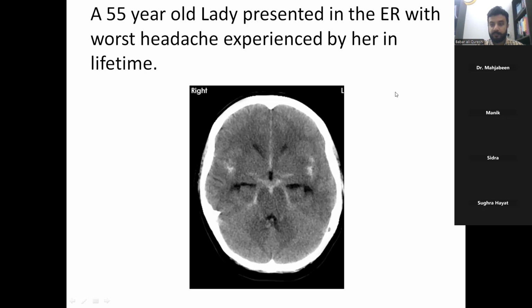Okay. And what if there is bleed in the third ventricle? Mostly it's a basilar aneurysm. It could be also from PCOM, sir.